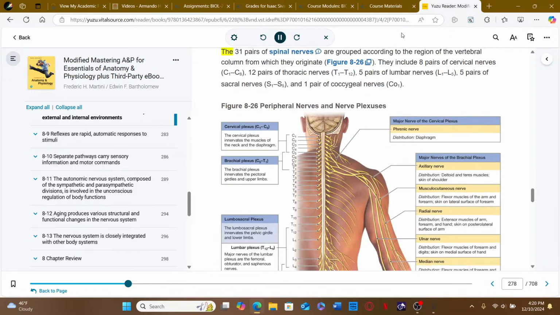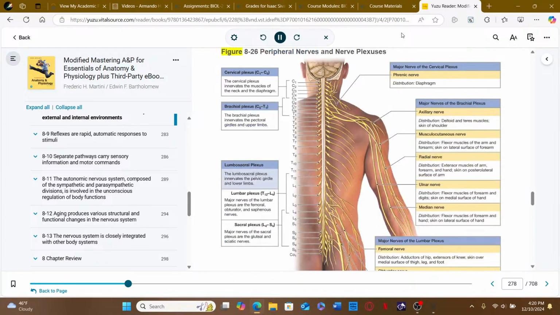The spinal nerves. The 31 pairs of spinal nerves are grouped according to the region of the vertebral column from which they originate. Figure 8-26. They include 8 pairs of cervical nerves, C1 to C8, 12 pairs of thoracic nerves, T1 to T12, 5 pairs of lumbar nerves, L1 to L5, 5 pairs of sacral nerves, S1 to S5, and 1 pair of coccygeal nerves, Co1.